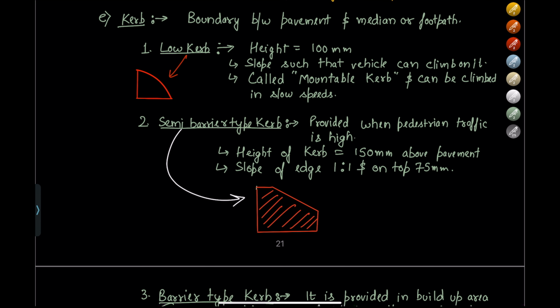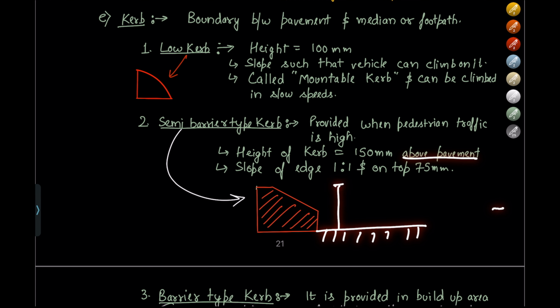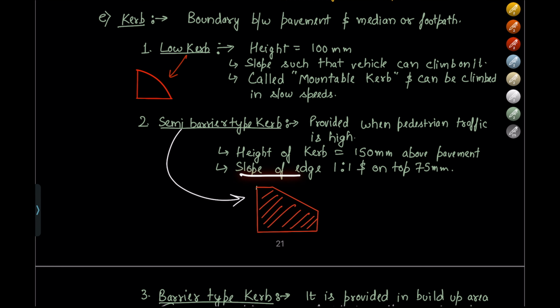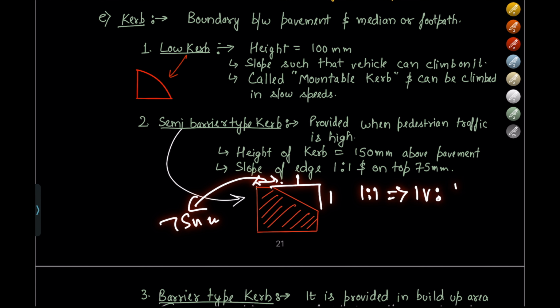Next, semi barrier type curbs. It is provided when pedestrian traffic is high and the height of curb is 150 mm above the pavement. Here the pavement is on this side and the curb is having a height of 150 mm above that, right? So slope of edge should be 1:1 and on the top it should be 75 mm. This should be 75 mm and this slope needs to be 1:1, which is also known as 1 vertical to 1 horizontal, right?